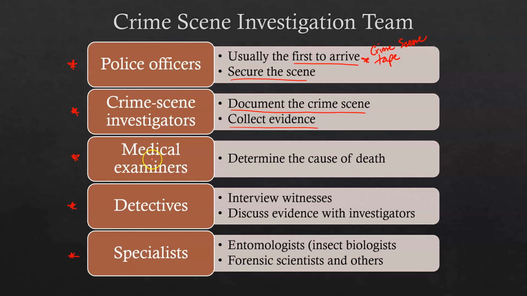Medical examiners are going to come in, and if there is a death, like if there's a homicide, they will determine the cause of death. Okay, that would be your coroners, that would be your medical pathologist, right? That is a medical examiner. Their job is to look at the body in order to determine cause of death.